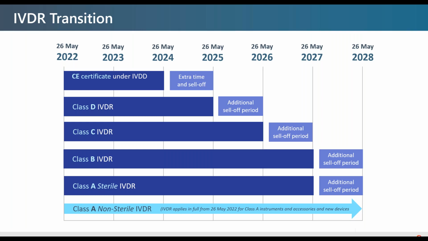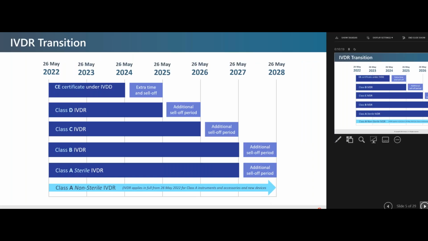2025 is for those Class D devices, 2026 for C, and 2027 for A and B. And you should already have that for your Class A non-steriles. That was May of 2022.